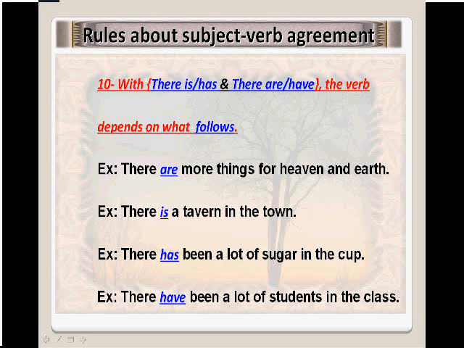So if I have there is, or there has, there are, or there have, then the verb would depend on the word that comes after it, or what follows it. That's it.